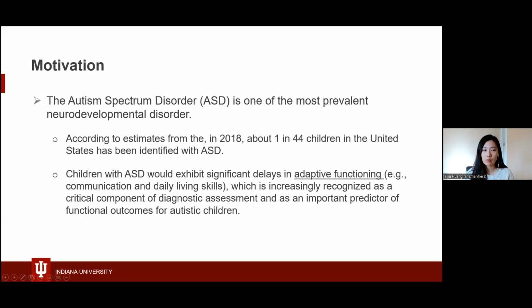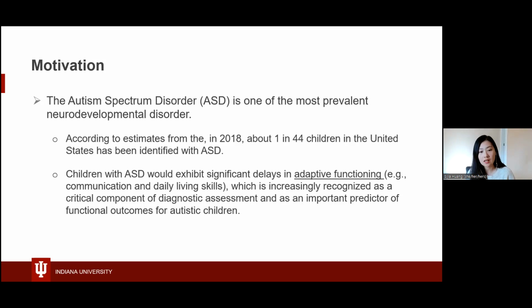So I'll start with the motivation, and since not many of you have the background in clinical psychology, I will set up the bigger context so that we are on the same page. Autism Spectrum Disorder, ASD, is one of the most prevalent neurodevelopmental disorders. According to CDC estimates, in 2018, about 1 in 44 children in the United States had been identified with ASD. And you can imagine, given the large population of children in the United States, this ratio can be really high.